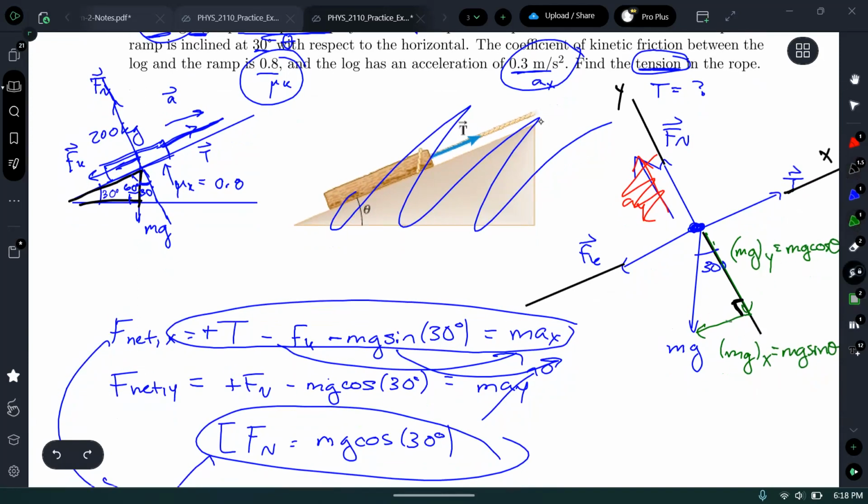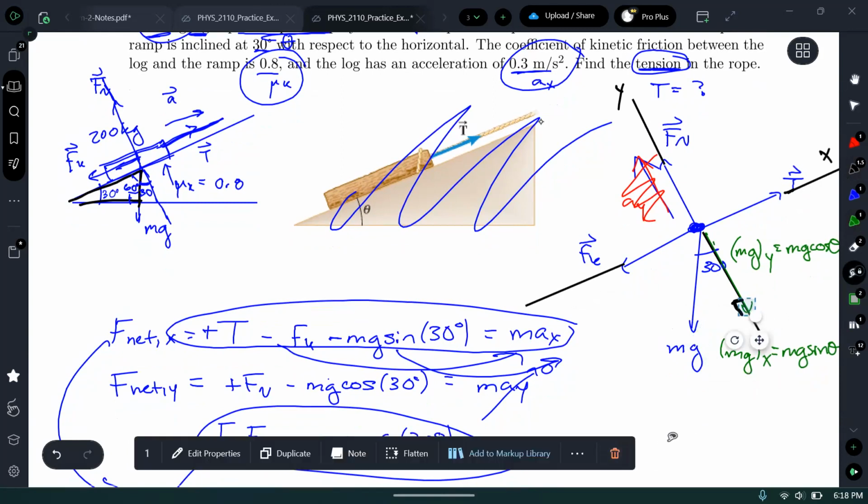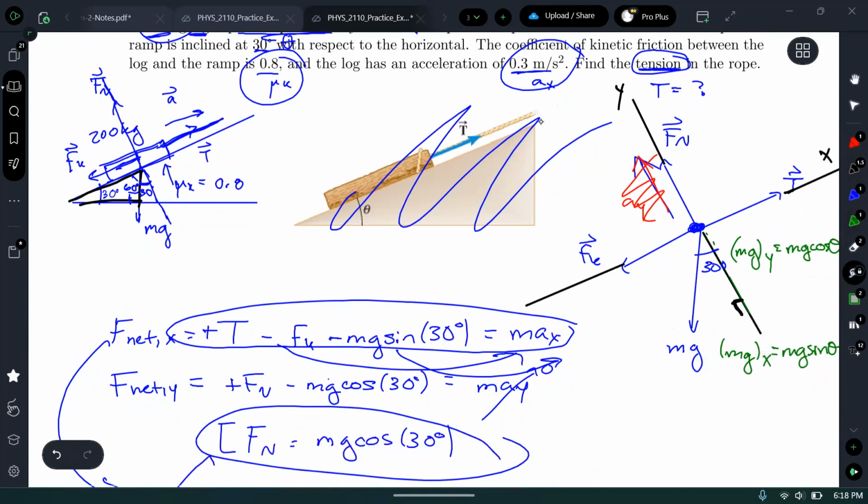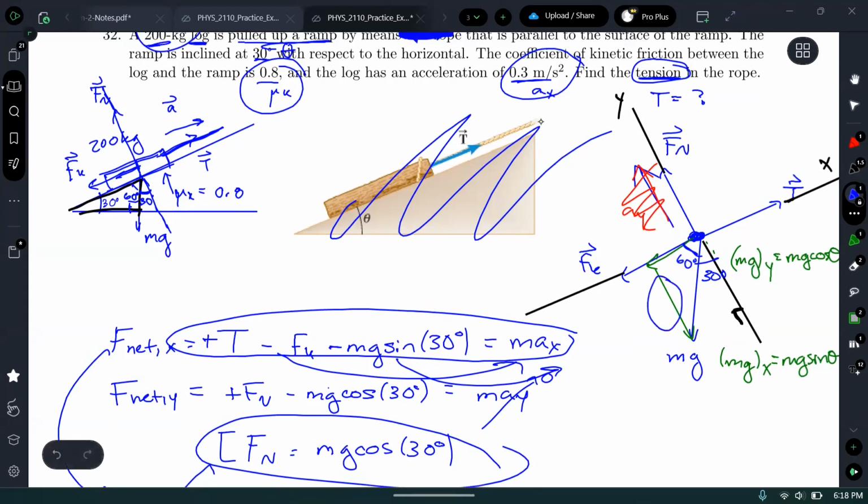Had I done it the other way, so I didn't draw my components this way, I drew them x and then y, that's perfectly fine, but then I don't have an angle inside this right triangle. So I might look at the 30-degree angle and say, oh, well, that means this is 60 degrees because they add up to give a right angle. In that case, I would see that this component is now opposite that angle. And so I should use sine, the mg sine of 60.